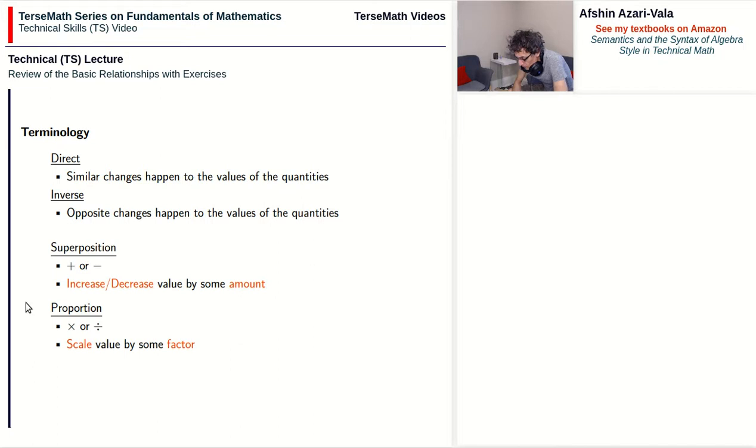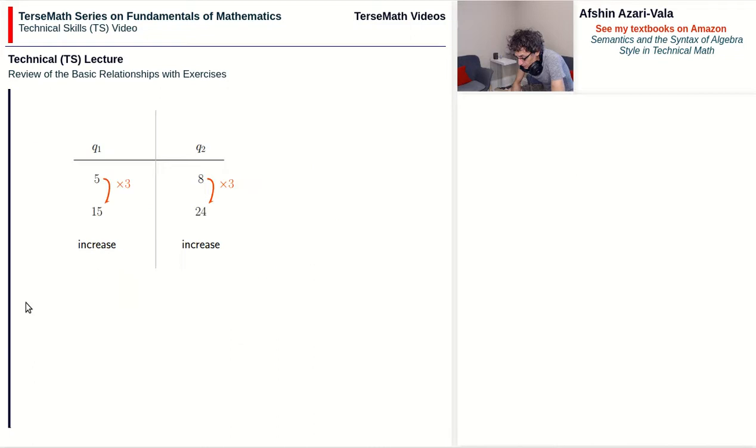However, with multiplication, multiplying by a number does not necessarily increase the value, and dividing by a number does not necessarily decrease the value. As an example of this, suppose Q1 is 5 and Q2 is 8, and now we multiply both of them by 3. So 5 becomes 15 and the value increases, of course, and 8 becomes 24, and again the value increases. So in this case, it appears to be true that if we multiply the values of two quantities by the same number, both values increase.